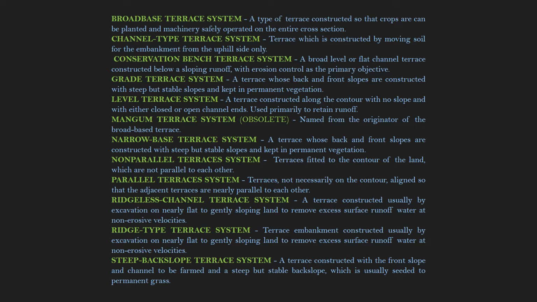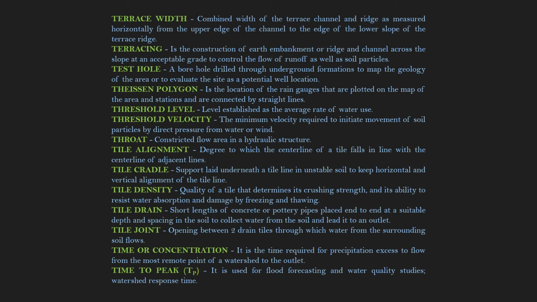A terrace constructed usually by excavation on nearly flat to gently sloping land to remove excess surface runoff water at non-erosive velocities. Ridge-type terrace system. Terrace embankment constructed usually by excavation on nearly flat to gently sloping land to remove excess surface runoff water at non-erosive velocities. Steep backslope terrace system. A terrace constructed with the front slope and channel to be farmed and a steep but stable backslope, which is usually seeded to permanent grass. Terrace width. Combined width of the terrace channel and ridge, measured horizontally from the upper edge of the channel to the edge of the lower slope of the terrace ridge.